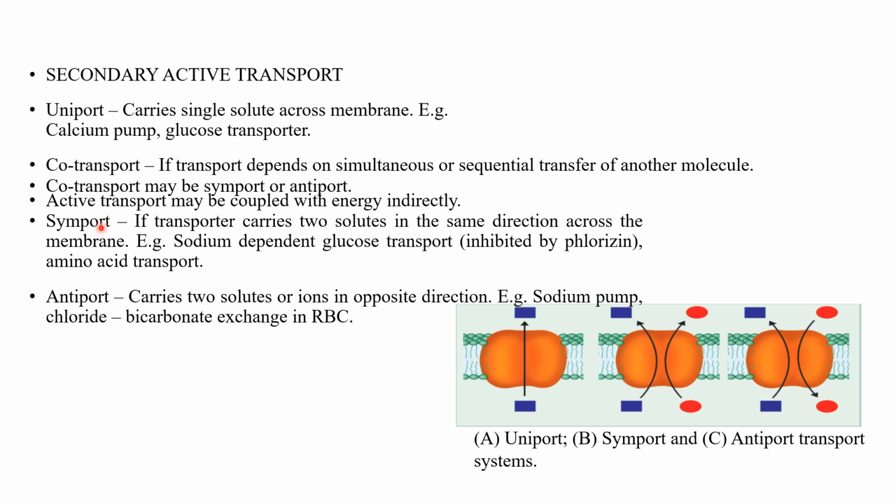Examples of uniport are the calcium pump and glucose transporters. For symport, there is the sodium dependent glucose transport, which is inhibited by phlorizin. Amino acid transportation also. Then antiport examples are the sodium pump and the chloride bicarbonate exchange in RBCs.